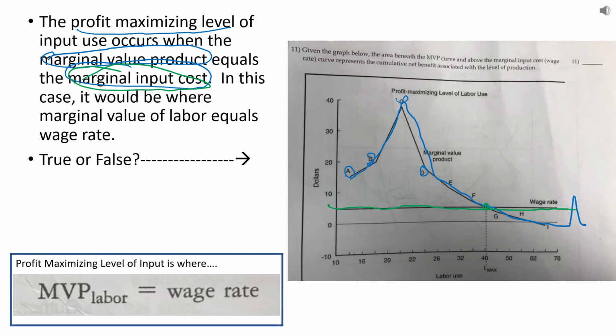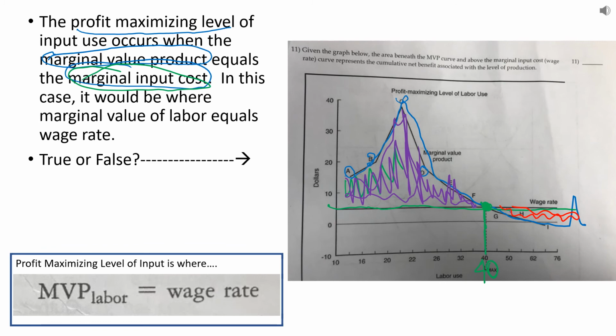So where they meet, where they are equal, that is the number of input hours, in this case 40 hours of input, that would be our profit maximizing point. Because anytime the marginal value product is greater than the wage rate, so all of these points, the company is making money. As soon as the value that they're getting out of each additional hour of work is less than the wage rate, so underneath the curve, the company is losing money by continuing to hire more labor.